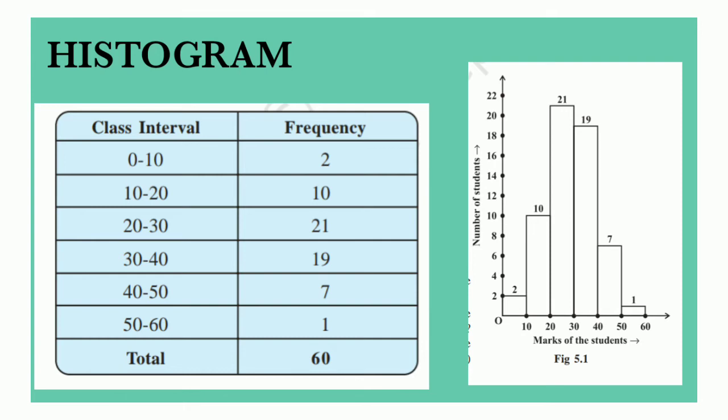For this, we first need x-axis and y-axis. On the x-axis, we mark the marks of the students. Okay, start from 0. The intersection point is 0, then on the right side 0 to 10, then the second interval 10 to 20, 20 to 30, 30 to 40, 40 to 50, then 50 to 60. On the y-axis, we have to mark the number of students or frequency. We can take 0, 2, 4, 6, 8, etc.